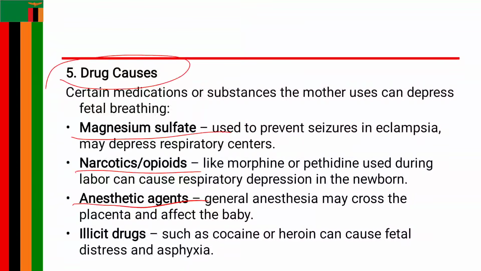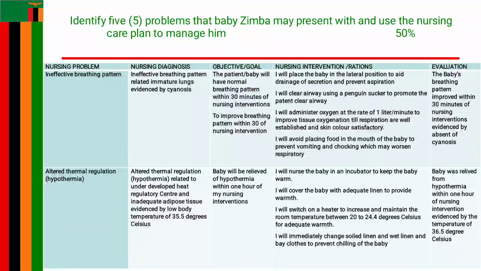Anesthetic drugs, general anesthesia, may cross the placenta and affect the baby. Also, other illicit drugs like cocaine, heroin, these can cause fetal distress and asphyxia as well. So also these drugs may result in asphyxia. So when the question says mention 5 causes, state 5 causes, you can pick any 5 from all these groups we have talked about. But when a question says according to groups, mention 5 causes of asphyxia, you need to group them the way I've grouped them, then you mention the 5.